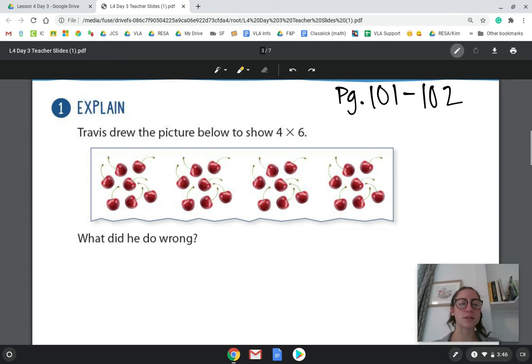Friends, what do you notice? Let's start with the 4. Let's look at 4 times 6. Ms. Murphy's going to actually start by rewriting 4 times 6 in a different way.